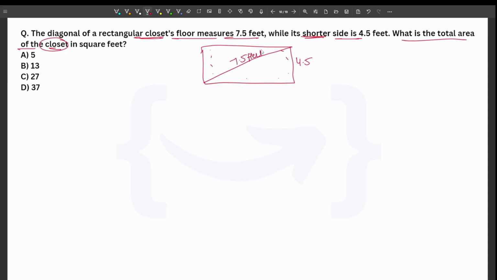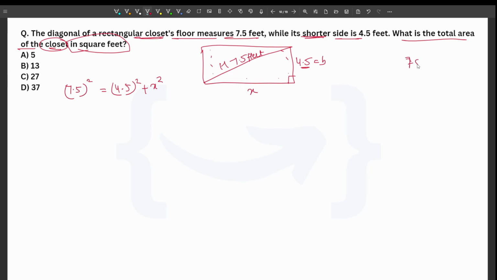Okay, this is called closet, in square feet. We have 7.5 as my hypotenuse and 4.5 as my breadth. It is a right angle triangle. I can consider this as x. So what it becomes? 7.5 square is equal to 4.5 square plus x square. Our work is a bit tedious because you need to find the square of it.